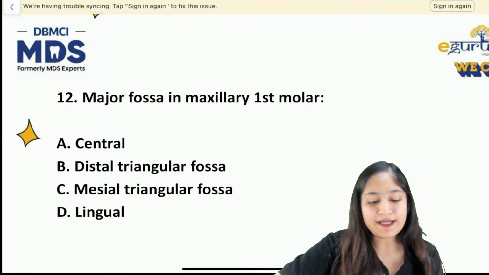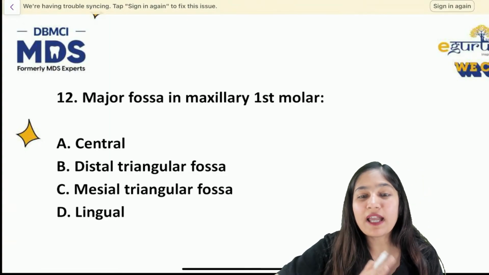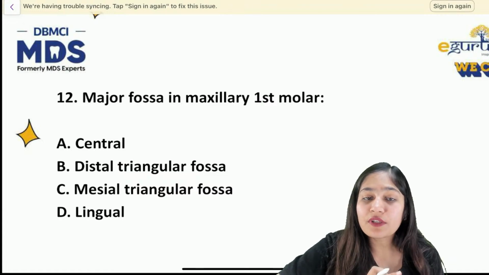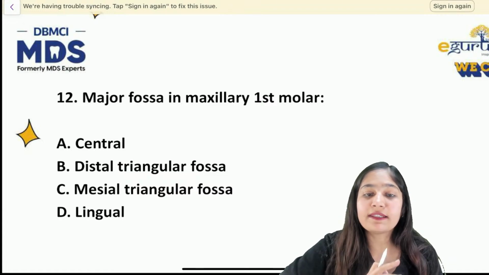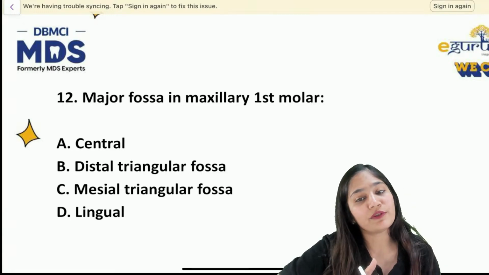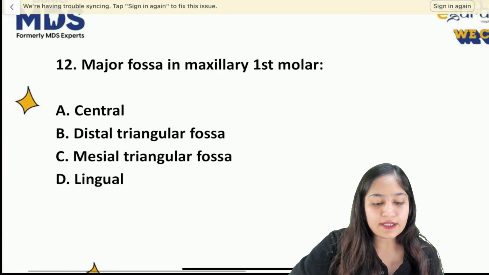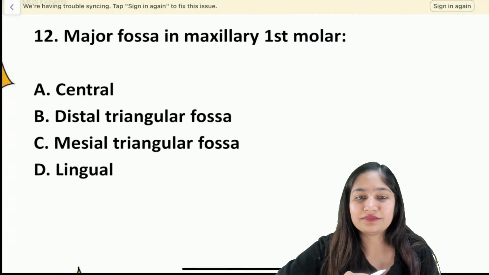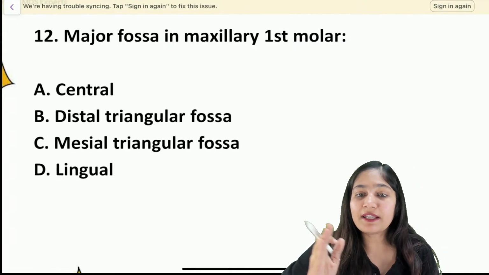Now coming to our next question. Major fossa in maxillary first molar is? Is it central fossa? Is it mesial triangular fossa? Is it distal triangular fossa or lingual fossa? So what will be the correct answer here? Major fossa in maxillary first molar.